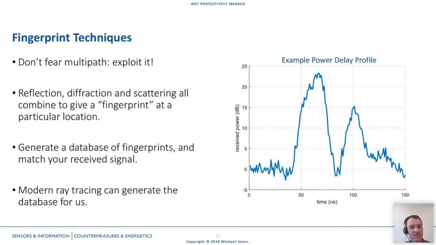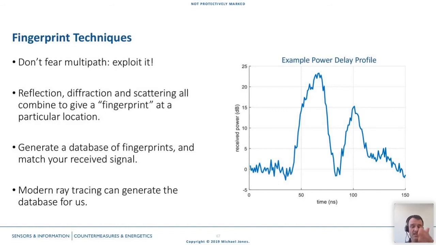And so what we're doing here is looking at a received fingerprint, if you like. So the picture I've shown here is what we call a power delay profile. So this is an example jamming signal which is received over a period of time. And you can see as that jammer's turned on, we see an initial big spike, which comes from the closest path.